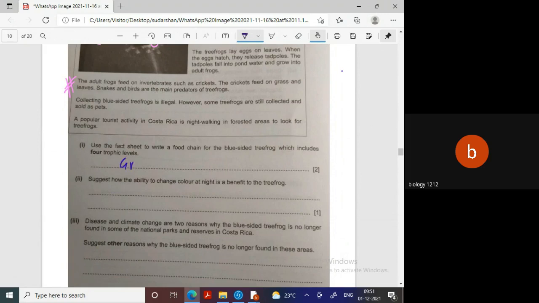The producer is always at first, with arrows which represent the flow of energy. Then we have cricket, because the cricket feeds on the grass. Then we have the blue-sided frog, and then snake. As they have mentioned, you can give four trophic levels: producer, primary consumer, secondary consumer, and tertiary consumer. That's enough, which gives 2 marks.